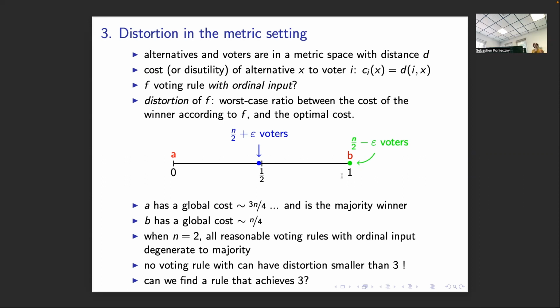Question: can we find a rule that achieves this bound of 3? You see, it's not possible to do better than 3, because this example will always be here. But can we do exactly 3? Is there a voting rule that for any number of candidates achieves distortion 3?